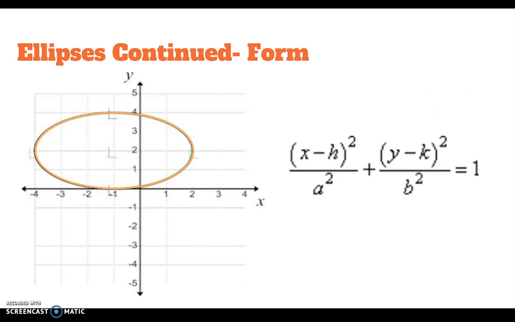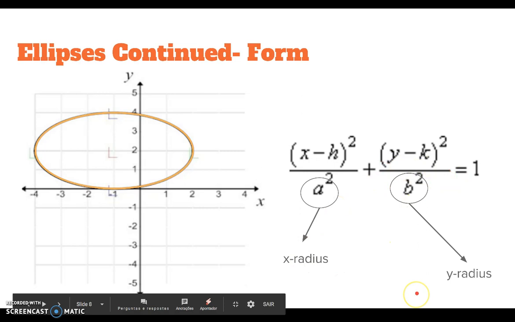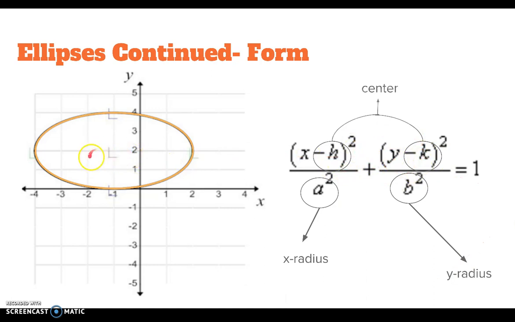So this is the ellipse continued form. It's similar to the other one, as we have A on the x-axis and B on the y-axis. So we're going to have (x minus h) squared over A squared plus (y minus k) squared over B squared equals 1. A is the x radius, B is the y radius, and this is the center. The numbers of the center of our ellipse, we're going to plug in here. Let's see an example.